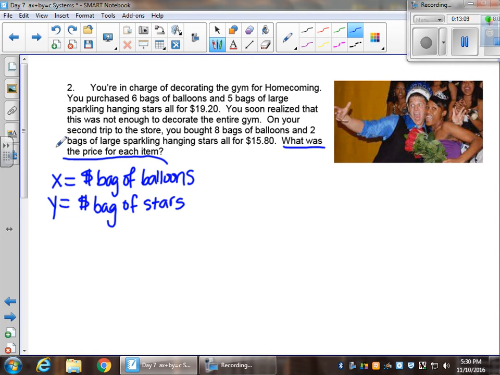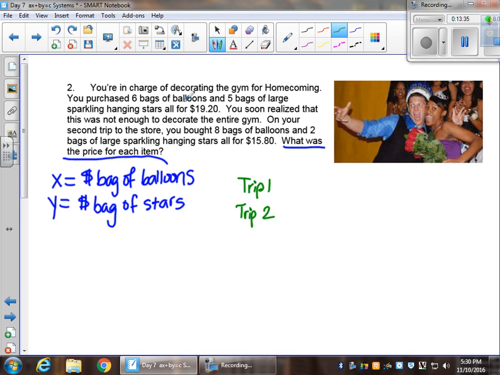How many trips to the store did you make? Well, you went once and you bought this many and that's how much it cost. But then you realized you didn't get enough, so you went back. So we've got 2 trips to the store. So we will have an equation for trip 1 and trip 2. You made 2 trips. Let's see what we can say about your first trip to the store.